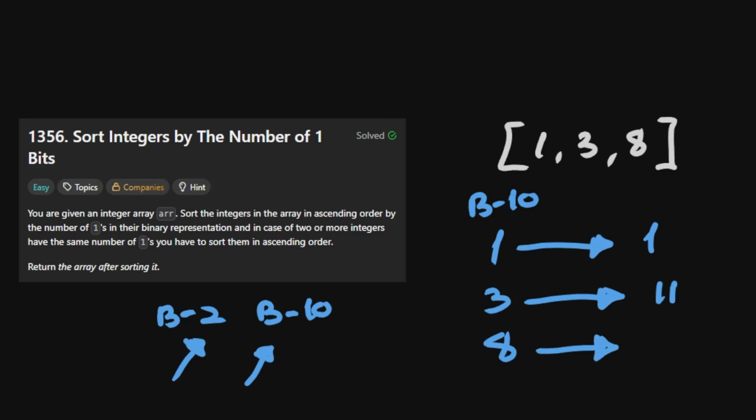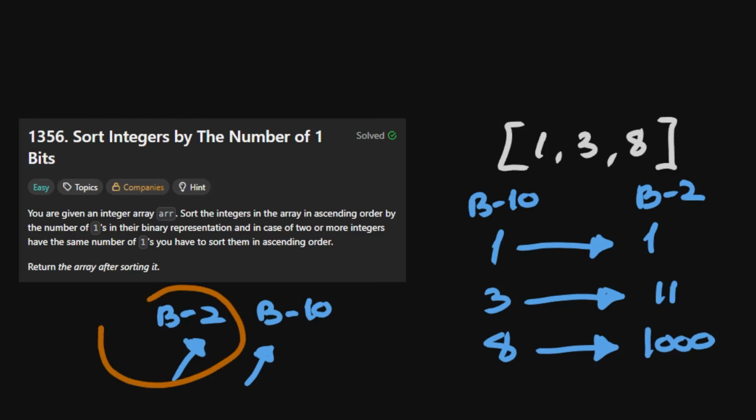8 in binary is 1, 0, 0, 0. We need 1 2 to the power of 3. This is 2 to the power of 2, this is 2 to the power of 1, this is 2 to the power of 0. 2 to the power of 3 is 8, and 8 corresponds to the number in base 10, okay? These are the base 2 representations of these numbers.